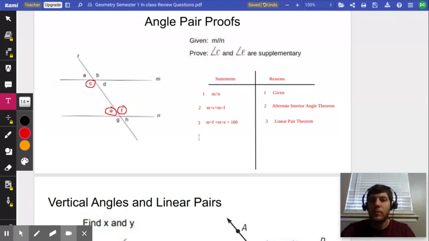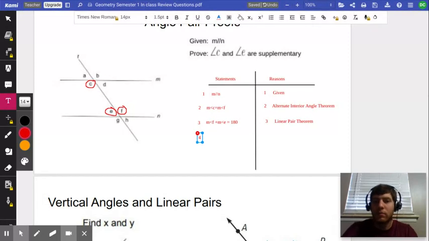Right? And then we're going to simply substitute in now. So if the measure of angle F plus the measure of angle E equals 180, and the measure of angle F equals the measure of angle C, we can simply say the measure of angle C plus the measure of angle E is going to equal 180. That's substitution.